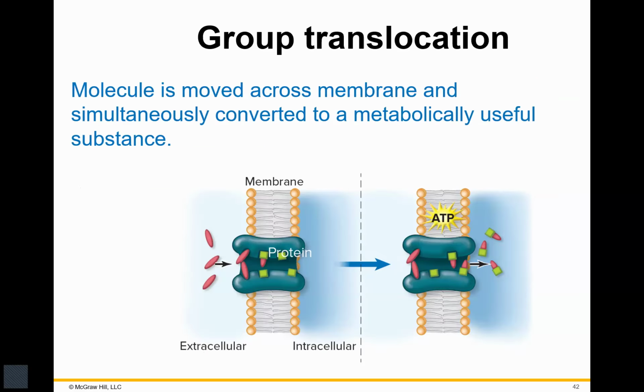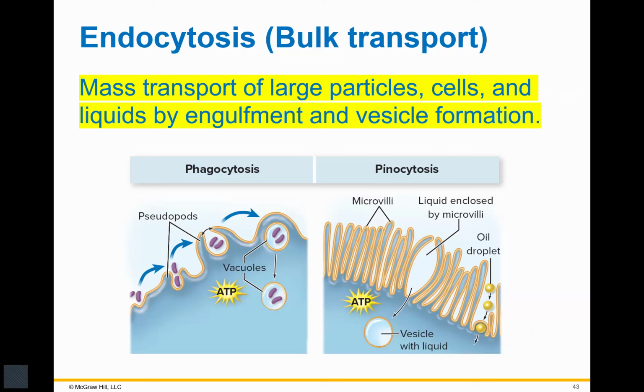Now, another example of an active transport mechanism is group translocation, and group translocation is mainly used by some bacterial species. With group translocation, you are moving a molecule across the membrane, but you simultaneously convert it to a metabolically useful form. So, for example, a bacteria may be moving molecules through group translocation, but as they move it, they can convert it to a phosphorylated form so that it can become more useful and it can stay inside of the cell for them to be able to use.